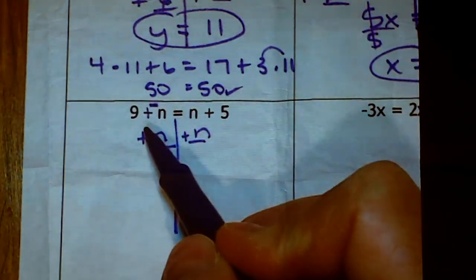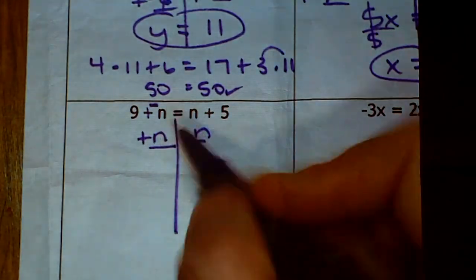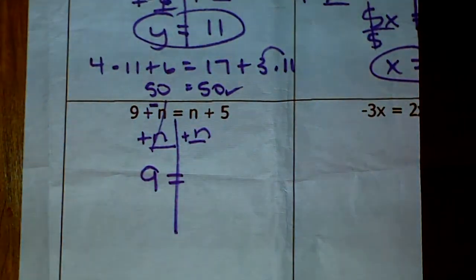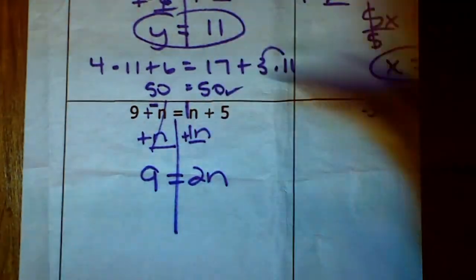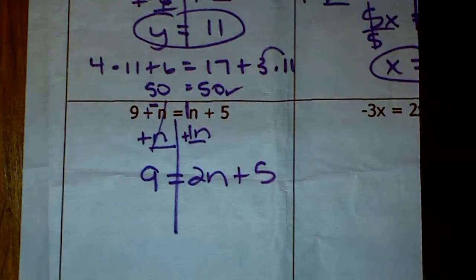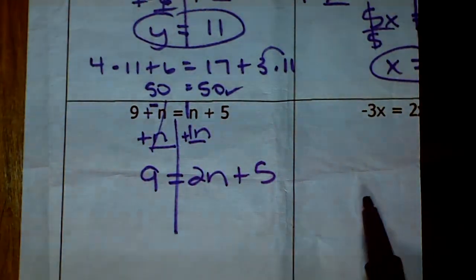When I combine like terms over here, a negative n plus a positive n are opposites. They're gone. 9 equals. Remember that n plus n is not n squared. N times n is n squared. N plus n just means we have 2n. And think about it. You have 1n plus another 1n. That means 2. So 2n. And I still have my 5. I don't have 7 n's. I only have 2 n's and then 5 additionals.